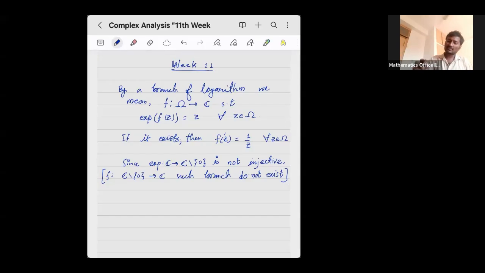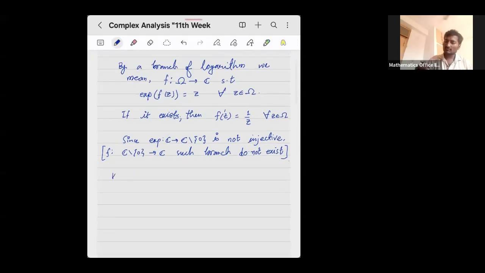So one thing is that whenever, so this is one of the theorems maybe, when omega is simply connected, and 0 does not belong to omega, then there exists a branch of logarithm.